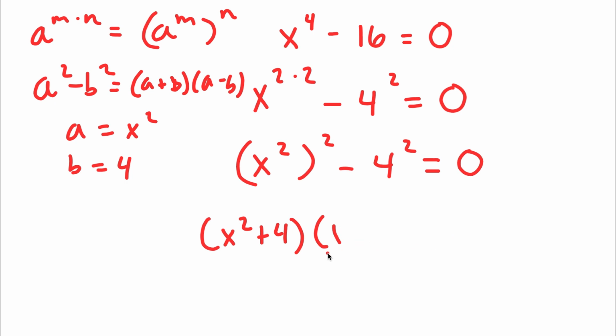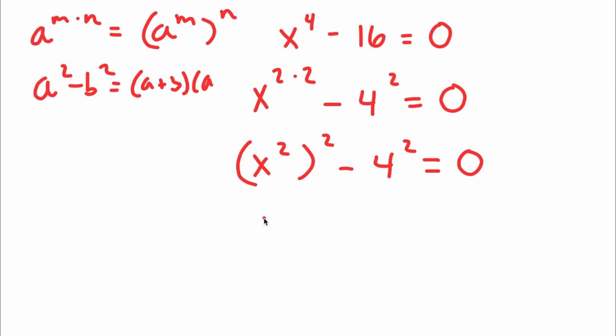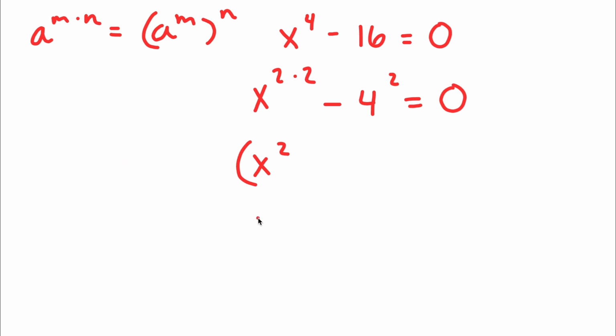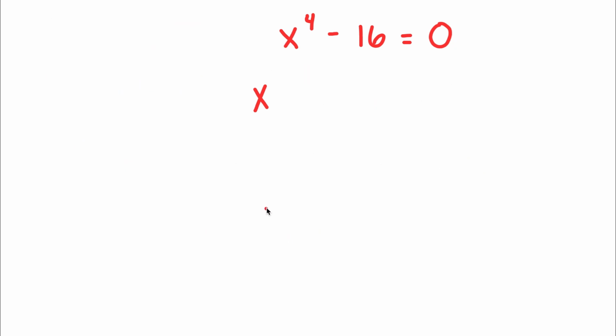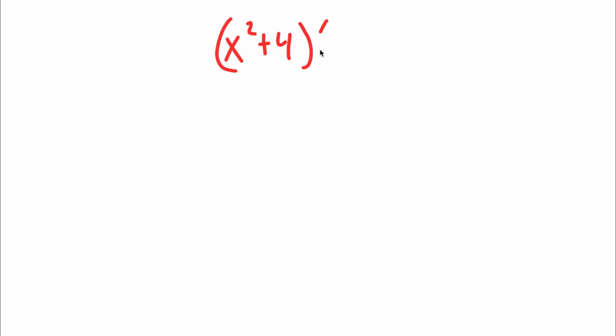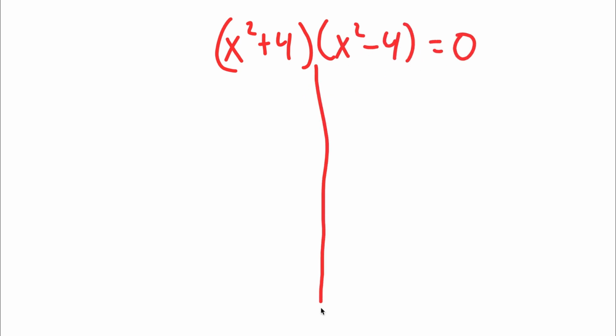So now let me clear this up so I can make some more space. So I have x to the power of 2 plus 4 times x to the power of 2 minus 4 is equal to 0. So now this gives me two equations. I have x to the power of 2 plus 4 is equal to 0, and I have x to the power of 2 minus 4 is equal to 0.